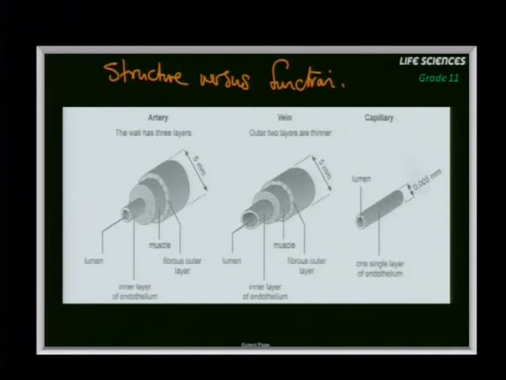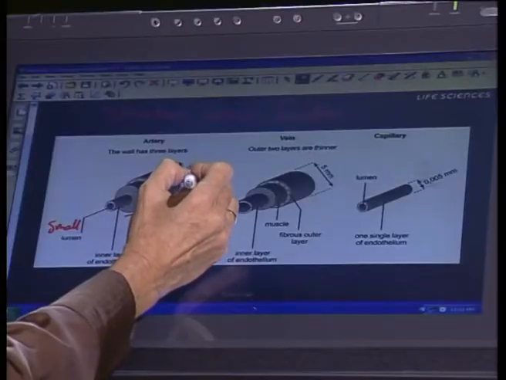Now, if we look at an artery, it has a rather small lumen. The lumen is that opening in the middle. It has an inner layer of endothelium, which is your inside layer of cells. It has a muscle layer, so it's got quite a thick muscle layer. And then it has a fibrous outer layer. And if we look here, the diameter is about 5 millimeters.